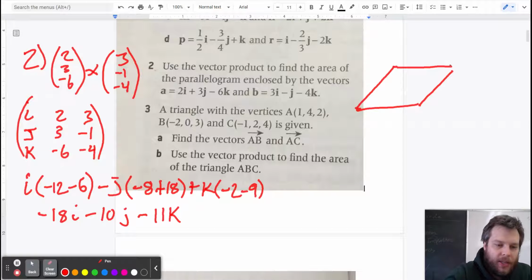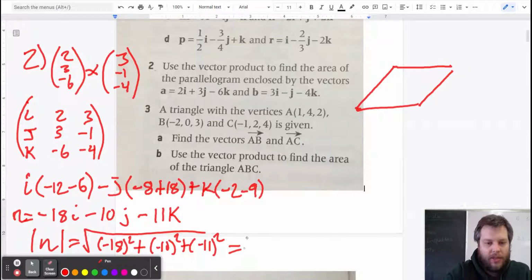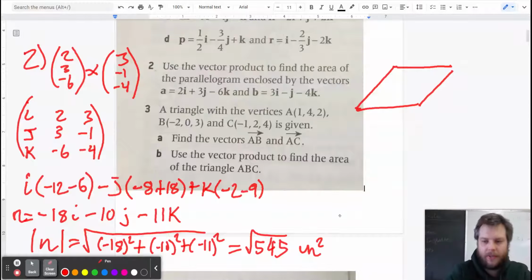And so what I need to do next is, this is my normal vector, so I'll just write it as n. And so then the magnitude of n is just like the Pythagorean theorem. You just do the square root of each component squared. So -18 squared plus -10 squared plus -11 squared. And so that just pops out to be, what is it? So 18 squared plus 100 plus 121, 545. So the square root of 545. They didn't give us any units, so I guess this is just in square units.